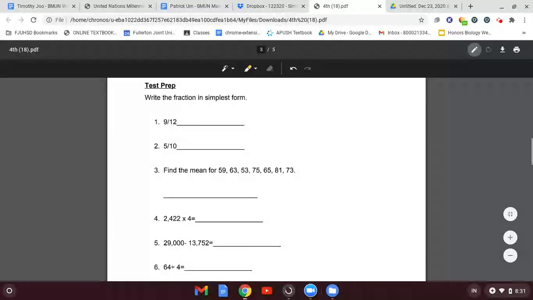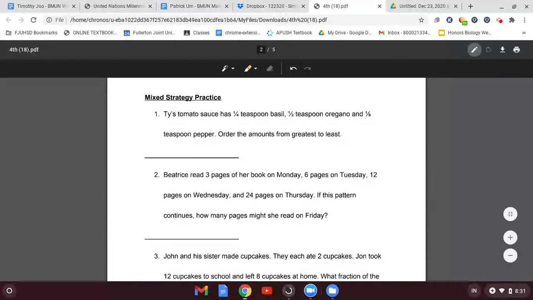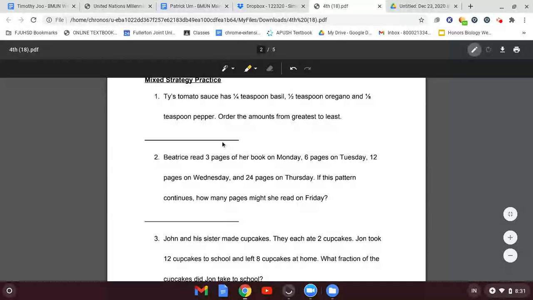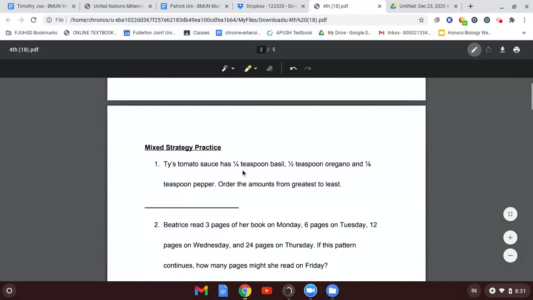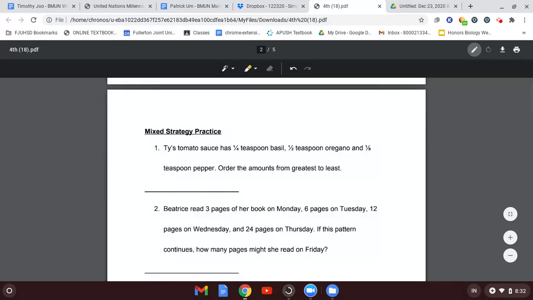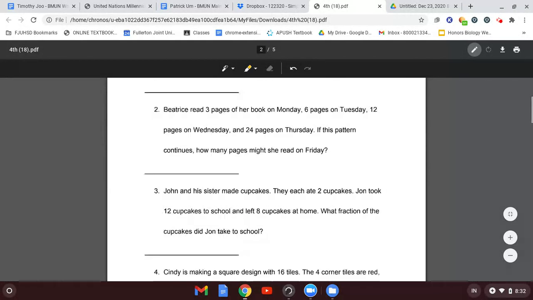Let's try doing this one. It's basically the same thing as this. You make the denominators the same numbers, and then you multiply the respective numbers, and then you figure out which numbers are the biggest, and then you list them down from greatest to least.